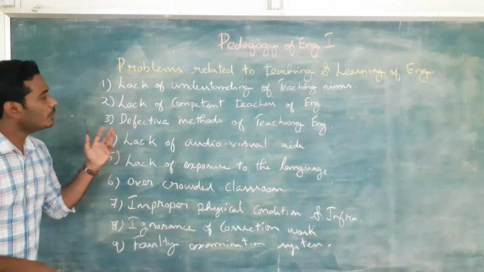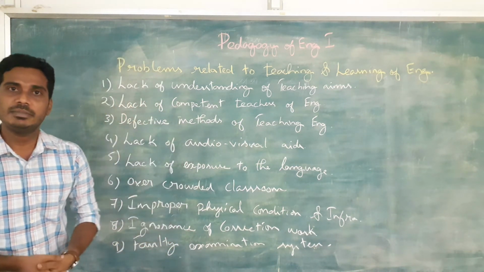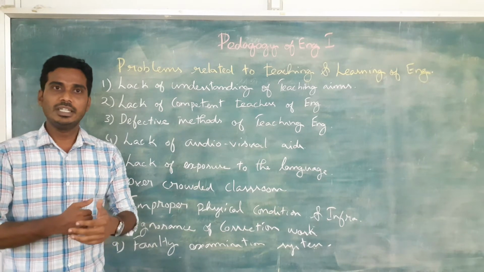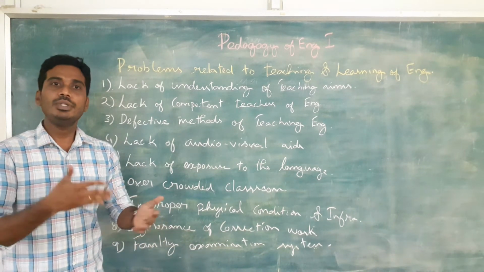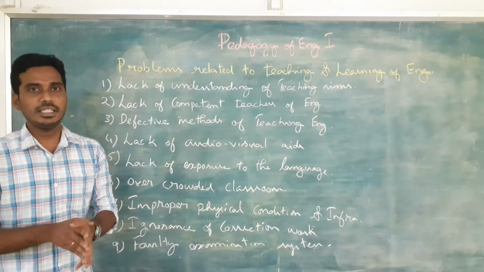Okay, and the next problem is defective method of teaching English. Defective method of teaching English means there are so many methods to teach English. You can teach English in the direct method, the bilingual method, the translation method, the audio visual method, the communicative method, the playway method. There are so many methods available to teach the English language.